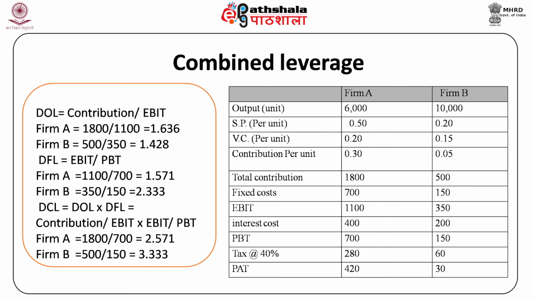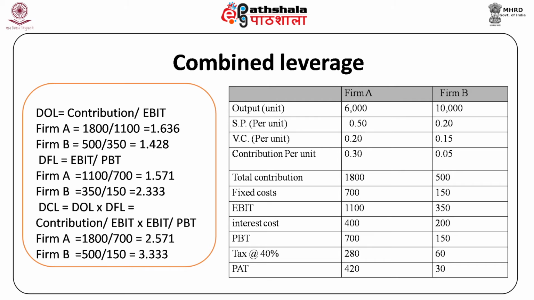Variable cost per unit 0.20, 0.15. Contribution per unit 0.30 and 0.05. Total contribution 1800 and in the above case it is 500. Fixed cost 700, 150. EBIT 1800 minus 700, 1100. 500 minus 150, 350. Interest cost is 400 and 200.